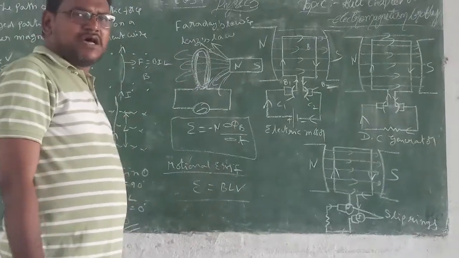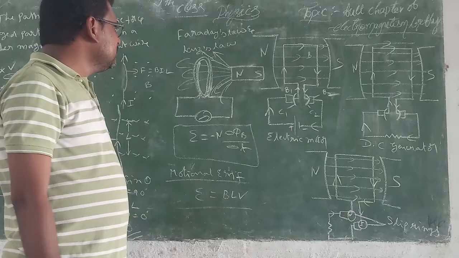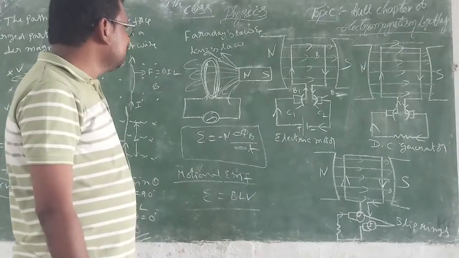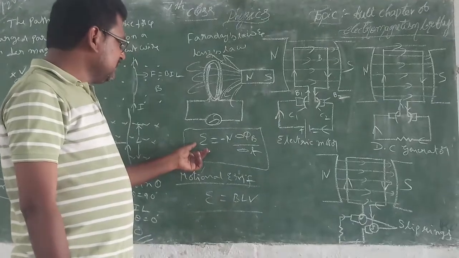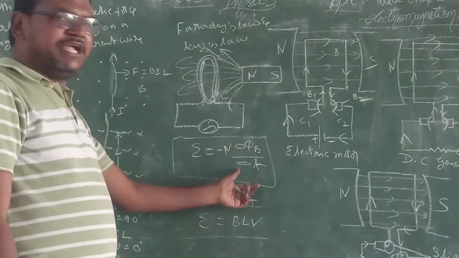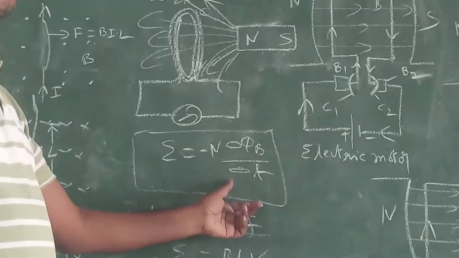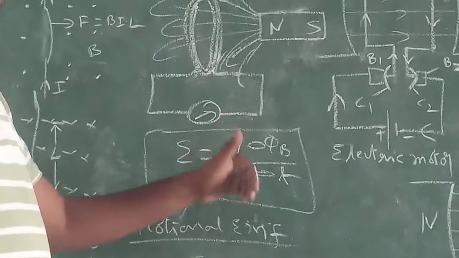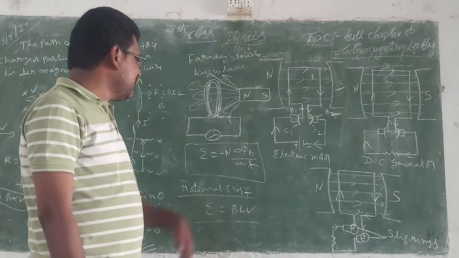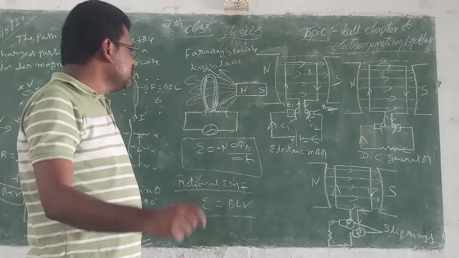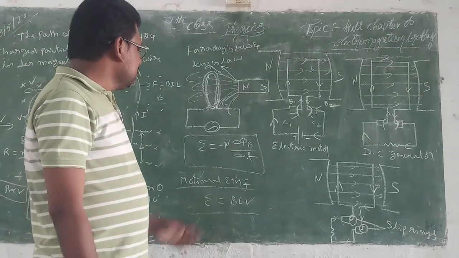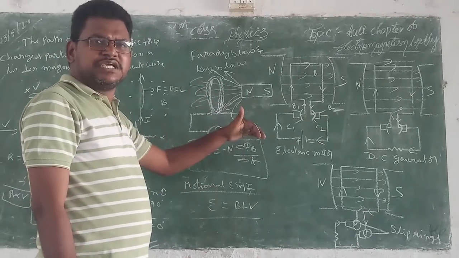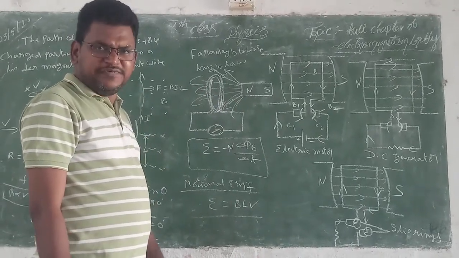Next, Lenz's law. The Russian scientist Heinrich Lenz observed that the direction of the induced EMF is opposite to the change of magnetic flux. This is Lenz's law. The induced EMF is opposite to the rate of change of magnetic flux. Lenz observed that the EMF is induced in such a direction that it opposes the original magnetic field.